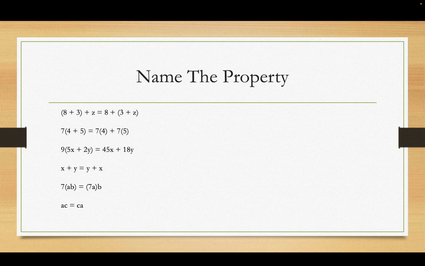So remember, when we go over properties, we want to look at the situation and relate it to the definition of the root word of each of the properties. So for instance, I look at the first one and I see that we're changing who the 3 is being grouped with. And the word that has to do with grouping is associate. So this is the associative property of addition.